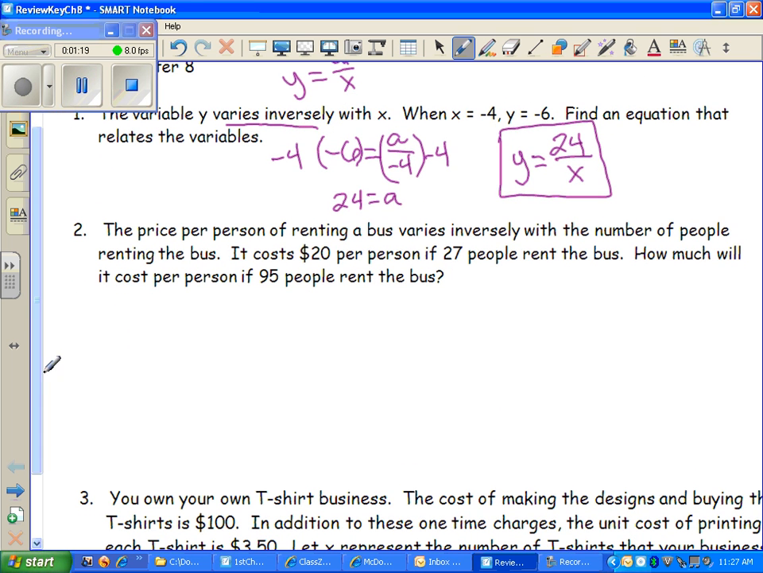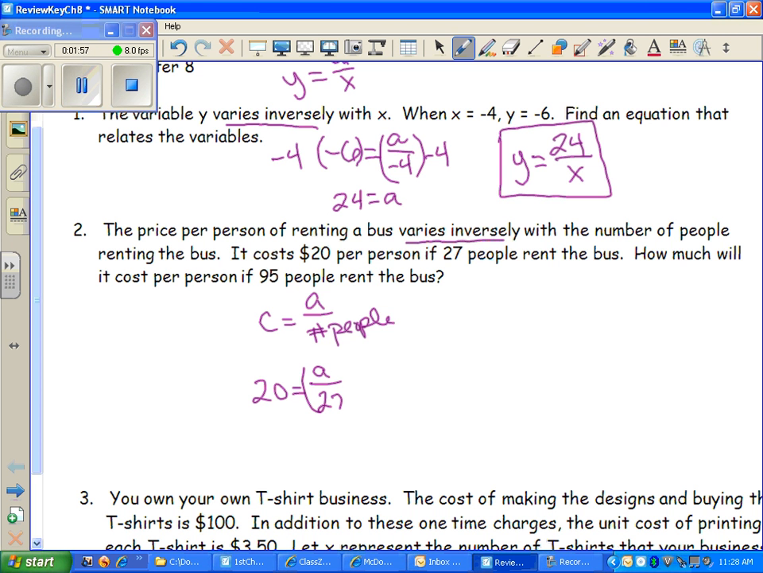And number 2, they're trying to give you a real-world scenario involving inverse variation. Notice it says varies inversely. It says the price per person of renting a bus varies inversely with the number of people renting the bus. So the price, that's like the cost. So the cost equals a over x, which in this case is the number of people. So here we have our cost, $20, equals some number we don't know yet, over 27 people.